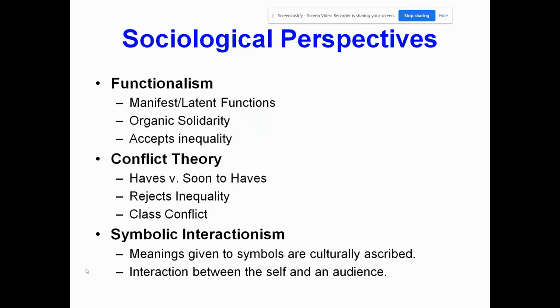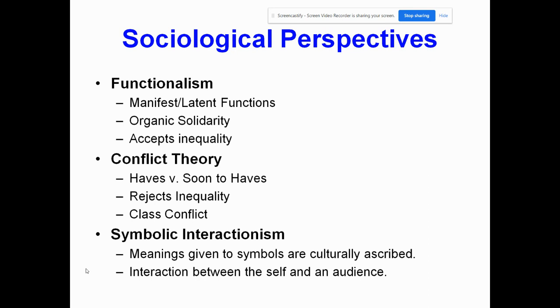Okay, so to break it down into a very key distillation of the ideas, when we look at functionalism, remember there was the manifest function. This is the function that is very obvious. It's on the surface. There are latent functions. Organic solidarity. So think of the mass media as an organism. If it's going to function well, each of the individual moving parts need to be working together. And it does accept inequality, and that's one of the biggest criticisms of the mass media by the conflict theorists.